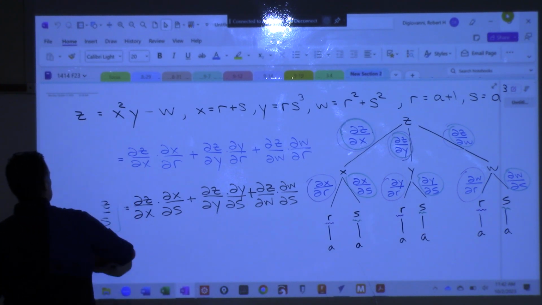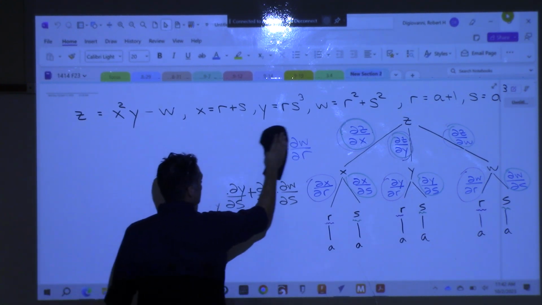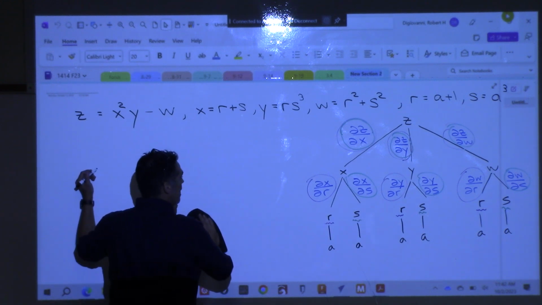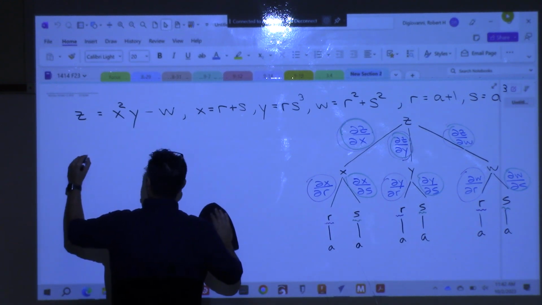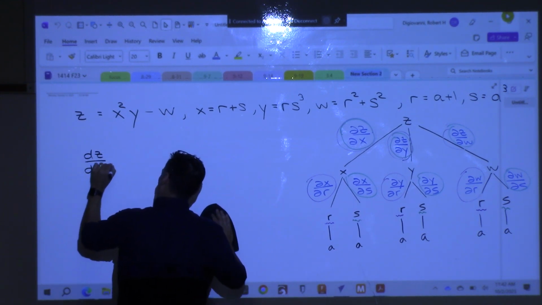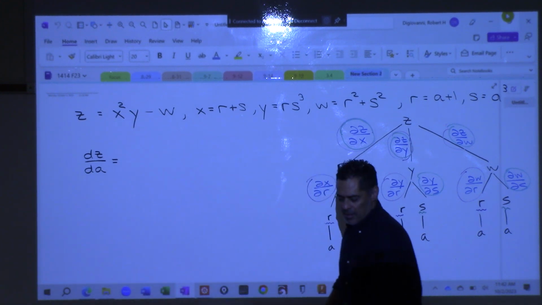Partial or no? No, not a partial. It's a regular derivative because if you know what A is, you know what Z is. You don't have to hold anything constant, right? So dz dA will be. So how do we do that?